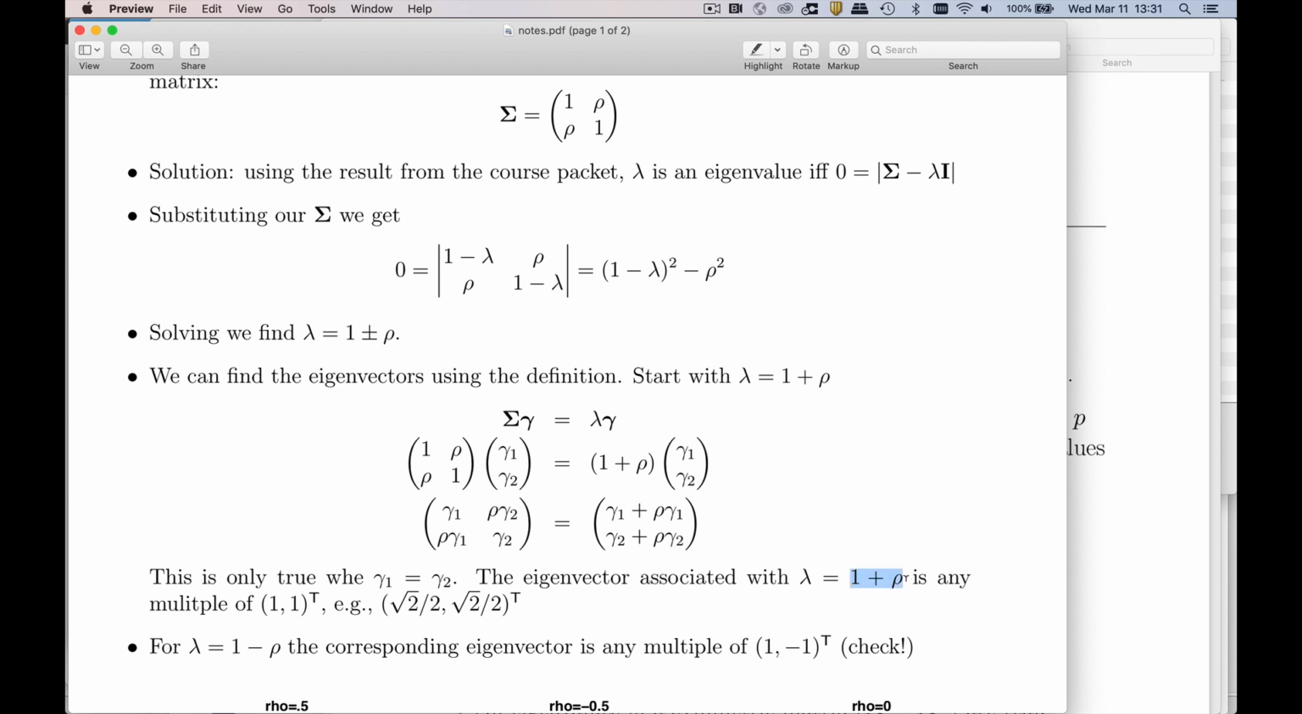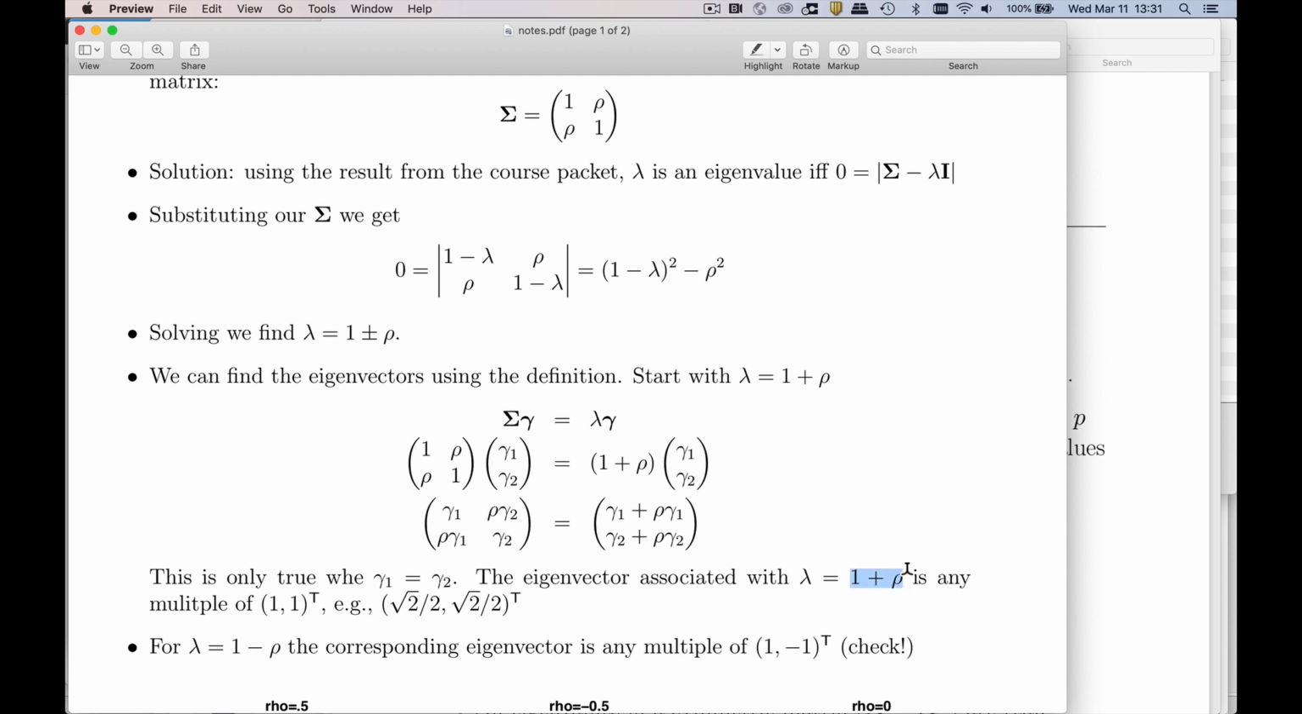So what are some example eigenvectors? One possibility would be the vector 1, 1. The problem with 1, 1 is that it's not unit length, but we could fix that by simply dividing by the square root of 2, the length of that vector. And so this would be another eigenvector. Another eigenvector would be minus 1, minus 1, just pointing in the other direction. So those would all be eigenvectors associated with this eigenvalue.